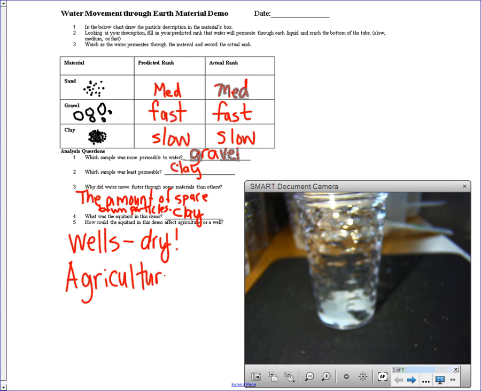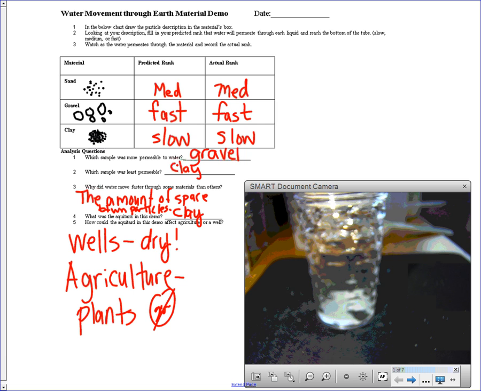With the agriculture, she said that the plants would not grow. I'm going to put grow and then put an X through it. And what about in agriculture? The only thing we grow are plants? No. What else do we grow in agriculture? Trees, food. Food, your crops. There would be no crops.